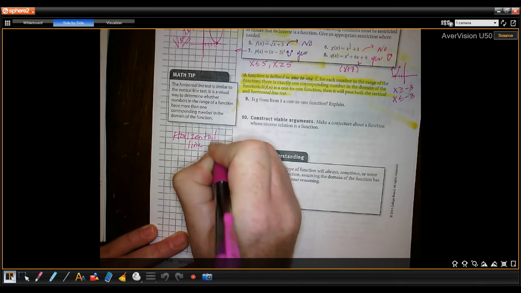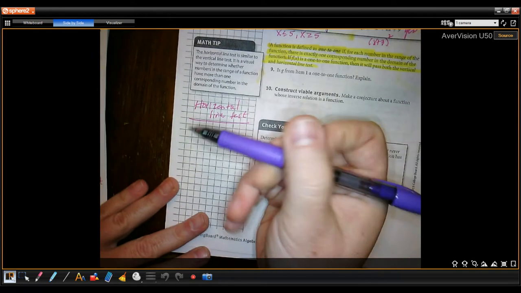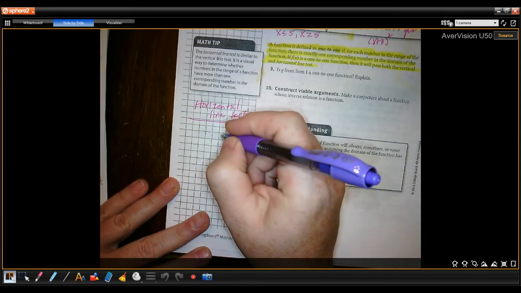Here again, it's just a test. It's not a good, valid reason. That's why I guess I don't teach it too much. But it's good to check, though. It's good to know. Okay, so horizontal line test.